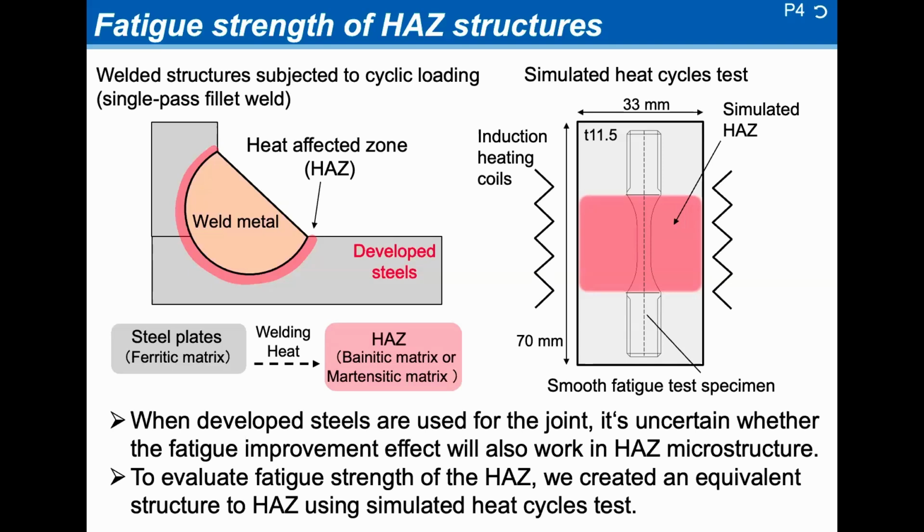When developed steel is used for the joint, it's uncertain whether the fatigue improvement effect will also work in HAZ microstructure. Since HAZ exists locally, it's difficult to extract fatigue test specimen from the joint. To evaluate fatigue strength in the HAZ, we created an equivalent structure to HAZ using simulated heat cycle test and obtained the smooth fatigue test specimen like this.